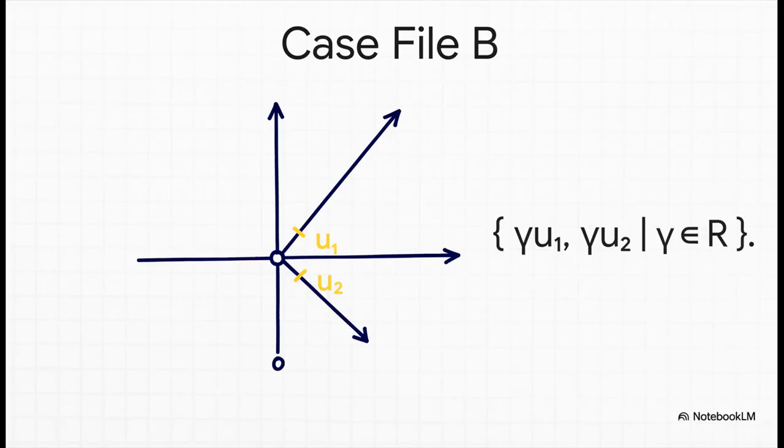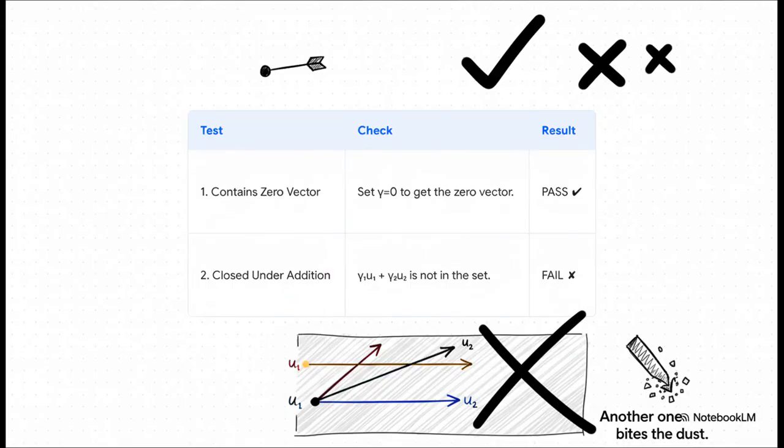All right, moving on. Next up, we have case file B. Now this set is defined by two fixed vectors, u1 and u2, and a single scaling factor, gamma. What this really means is we have two lines, and both of them pass right through the origin. One line is just all the multiples of u1, and the other line is all the multiples of u2. This one seems like it might have some potential. Okay, let's run the tests. Does it pass the zero vector test? Sure does. If you just set gamma to 0, you get the origin.